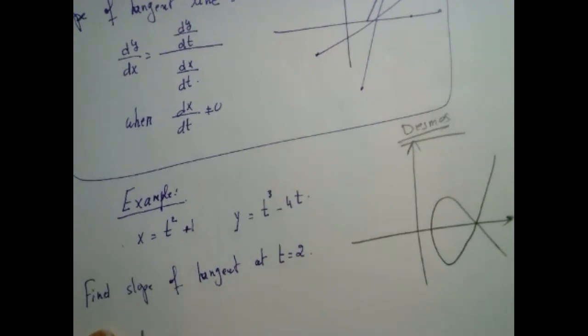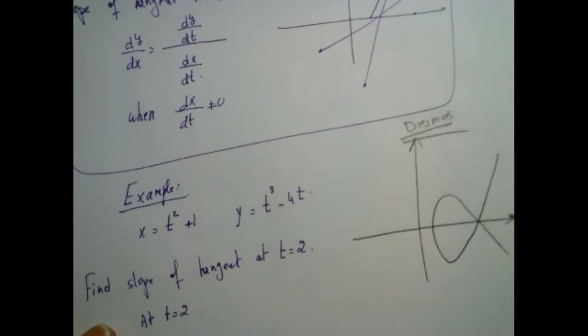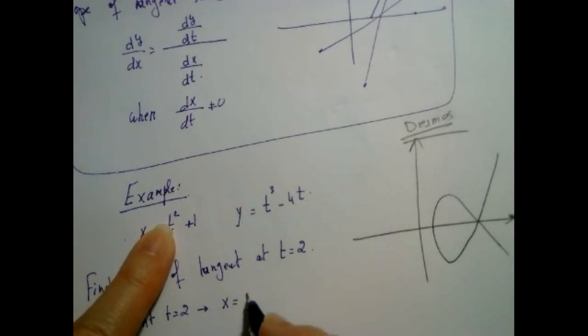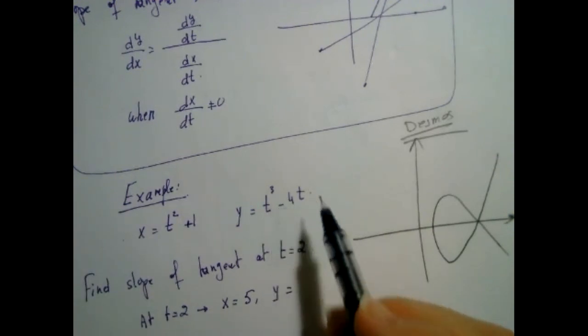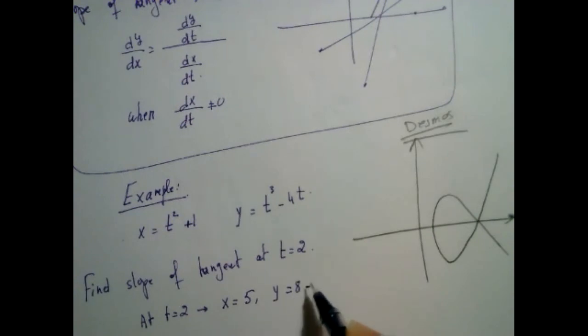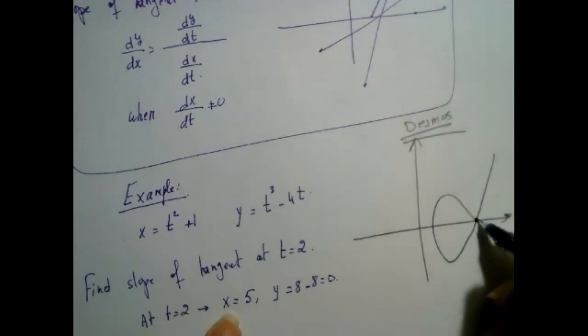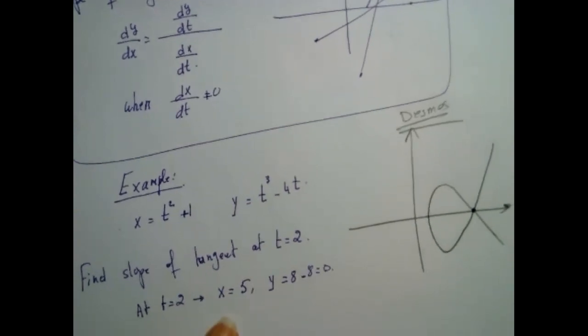Before I find the slope, let me ask myself, at t equal to 2, where am I on the curve? If t is equal to 2, x is 2 squared plus 1, so x is equal to 5. And y is t to the power 3, which is 8, minus 4t, which is 8, so 0. So at t equal to 2, x is 5 and y is 0. So basically it seems to be right here.